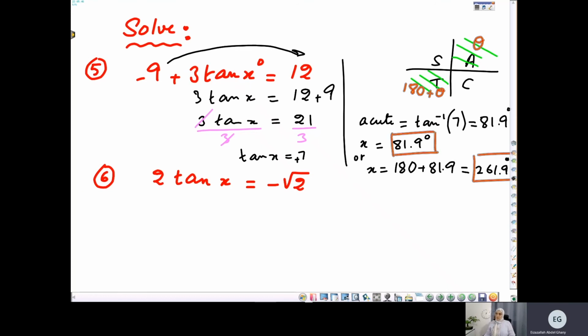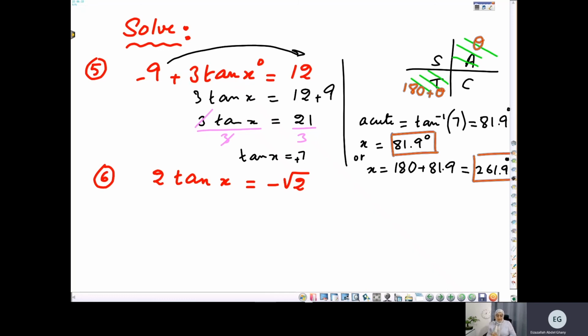How to check our work? We need to challenge. Now, 10, 81.9 equals 7.02 something. Remember that you rounded up the angle, but it's 7, positive 7. And 10, 261.9 equals the same, 7.02 something. It is positive. Some students believe in substituting in the original equation. I believe this is the best.